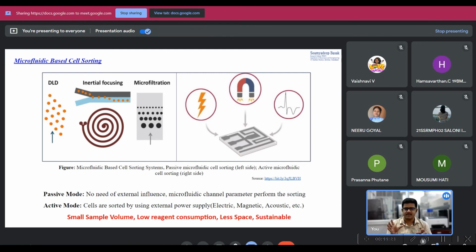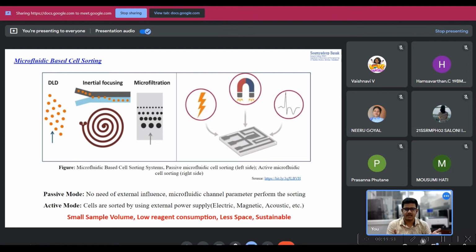So this kind of sorting, where we employ various reagents and external force, we call it an active mode. So depending upon this, either passive mode or active mode, cell sorting can be performed with very low sample volume. We can also get a live image from a sample collected from a patient, and we can just let the sample run through this microfluidic channel and sort the cells out depending upon its properties.